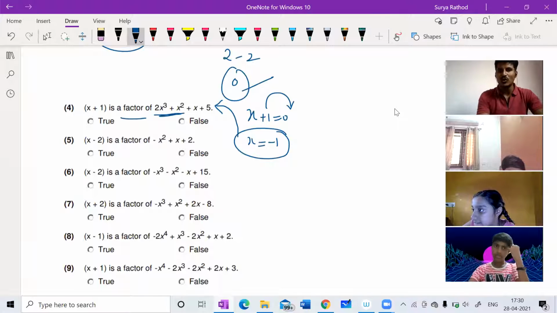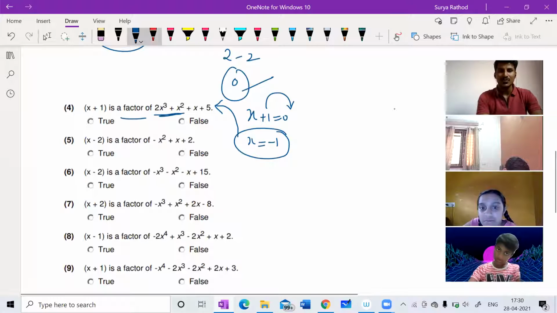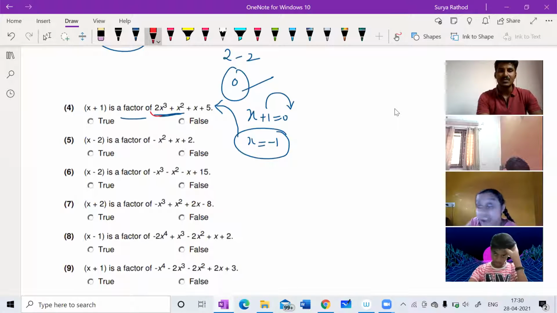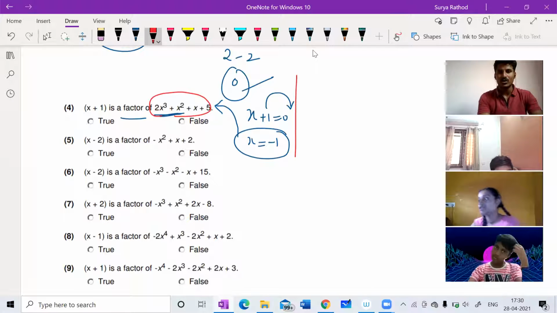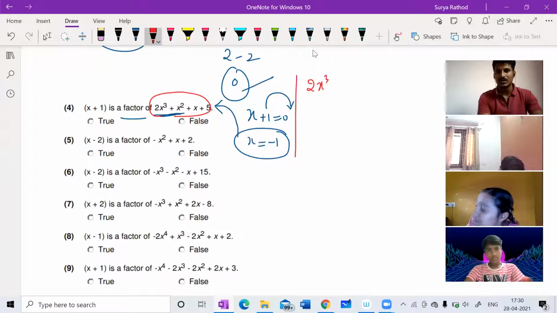So x is equal to minus 1, I'm having here now. If I substitute x is equal to minus 1 in the given polynomial, check whether it is going to give me 0 or not. So what is the given polynomial? 2x cube plus, let me write this side.